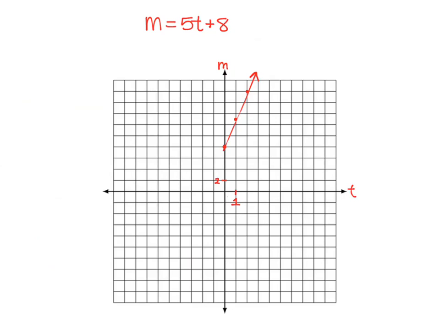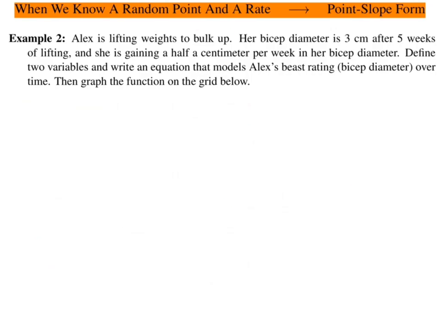All right. Next example is a different set of information coming at you. This time we know a random point, so not the starting value. And we do know a rate, and a rate, again, means slope. So here, we've got Alex, who's bulking up.